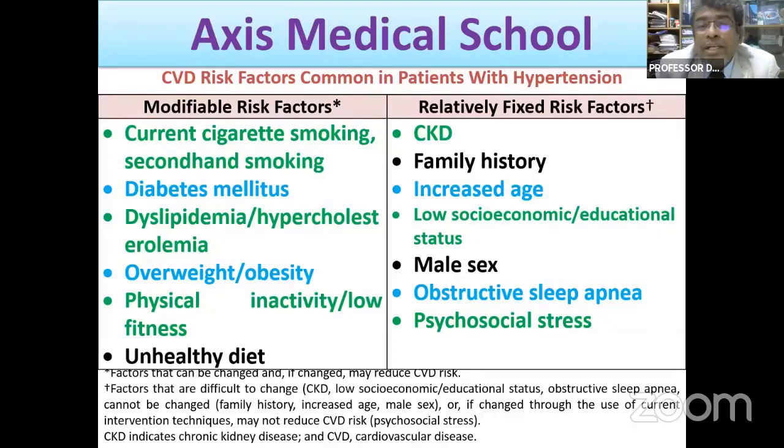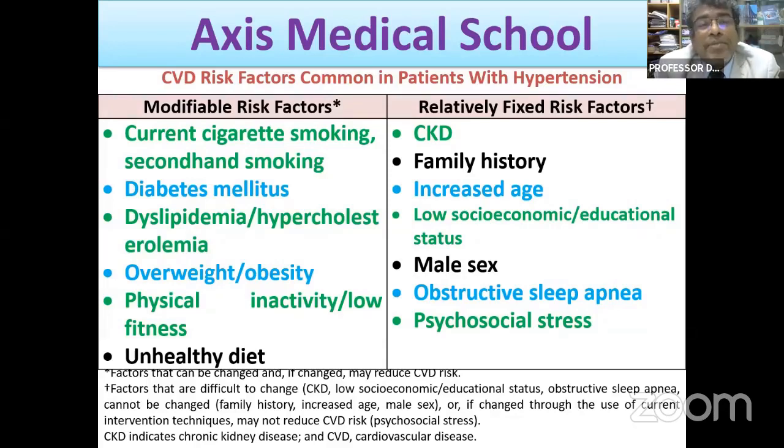our diet, we can exercise, we can be more active, we can reduce our weight, and we can control our cholesterol level by drugs, and we can control diabetes, and we can quit cigarette smoking, and along with that, hypertension is also a risk factor, and we can control our hypertension.